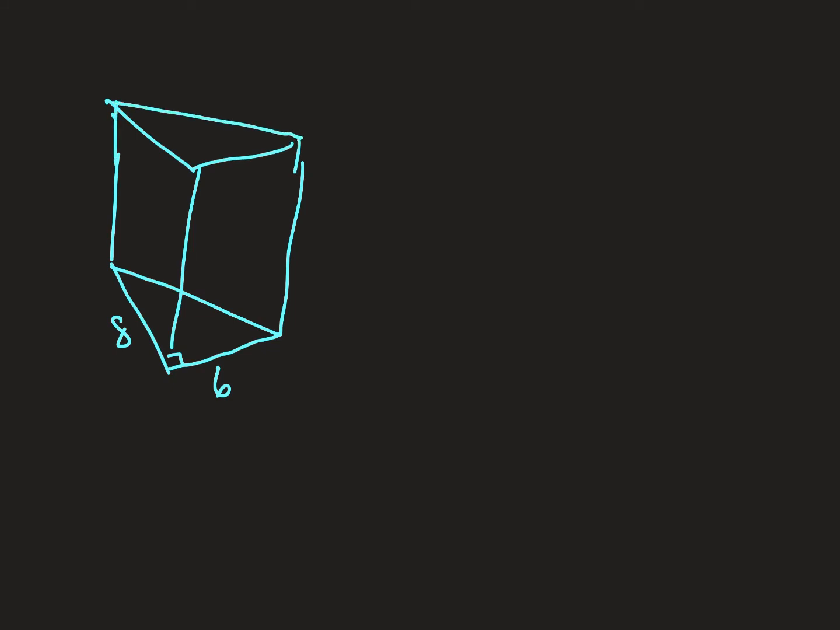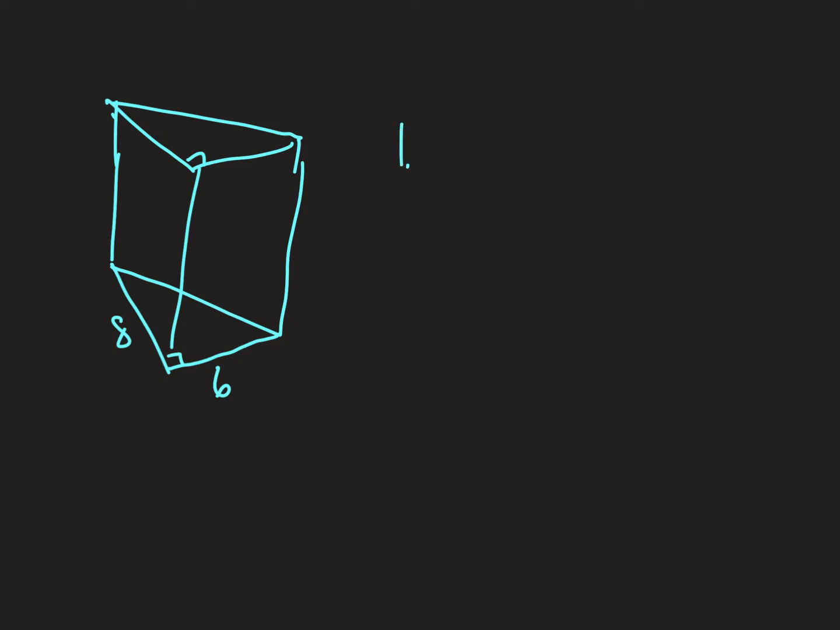All right, let's build a prism with a triangle bottom. So I need base and height. I'm going to say this is 6 and this is 8. And then I need to make it tall. It's going to be a tall prism. Okay, so that's my best attempt at making it tall.